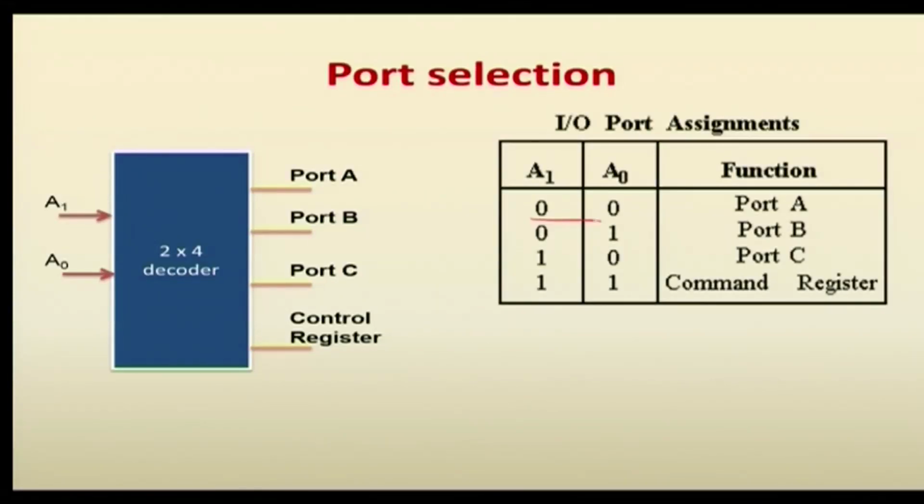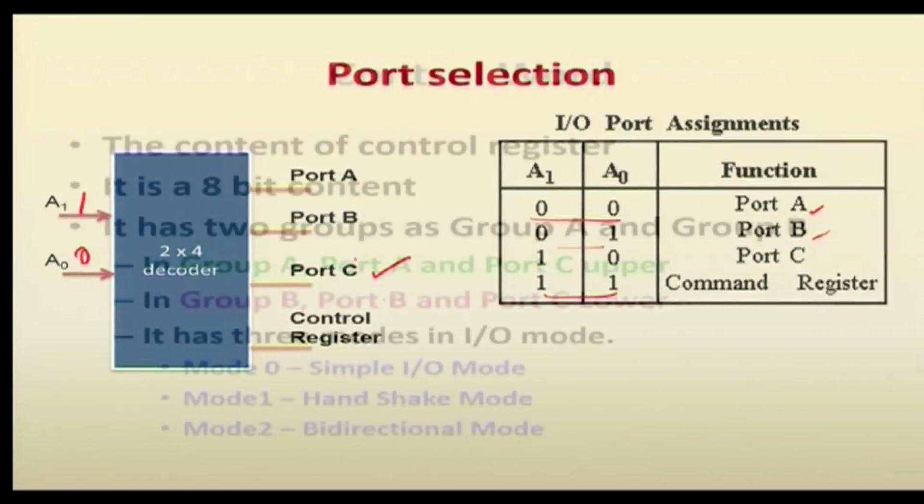When both signals are low, it is used for port A. When the signal is 0 1, it is port B. When the signal is 1 0, it selects port C. When both signals are high, it selects the control register or command register, both are the same. So, by using the 2 cross 4 decoder, by applying various combinations of A0 and A1, we can select our required port A, port B, port C and control register.